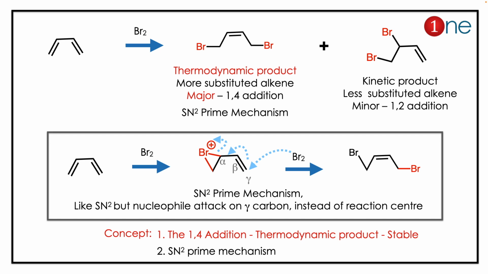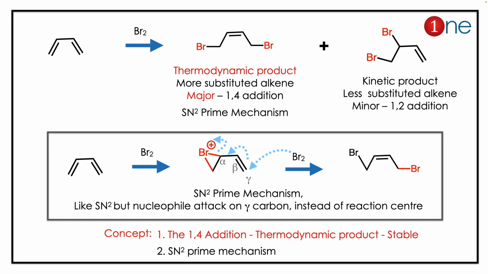What is SN2 prime mechanism? It's a modification of SN2 mechanism. First step of the reaction is bromonium ion formation. The cation forms at the double bond with bromine, a 3-member ring. Then the next bromine attacks the conjugated position, which is gamma position attack.